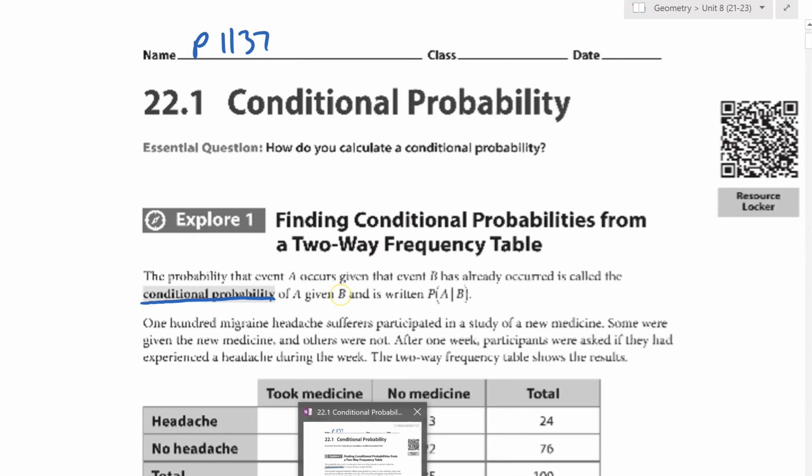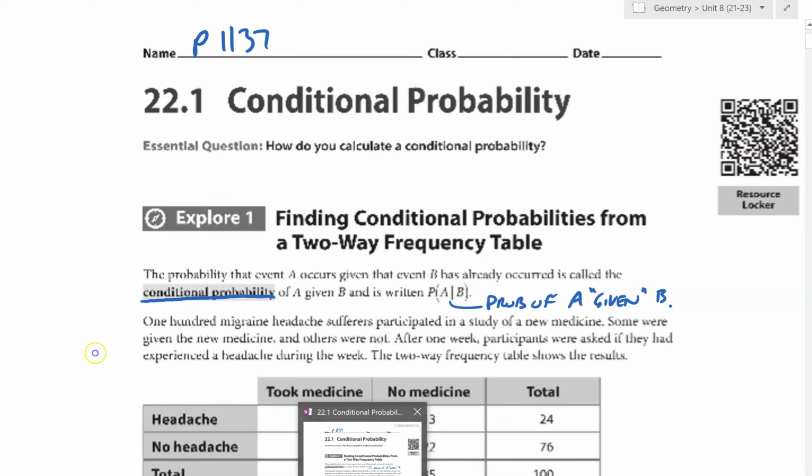And so the notation, the way we say this, P of A slash B, we say the probability of A given B. And so that's how you say the vertical bar that's there. You just say the word given. So probability of A given B. So that's telling us that we know B occurred. What's the probability that A also occurs?